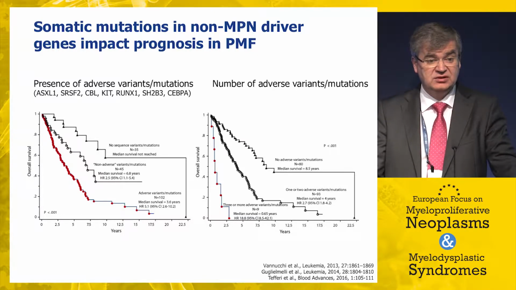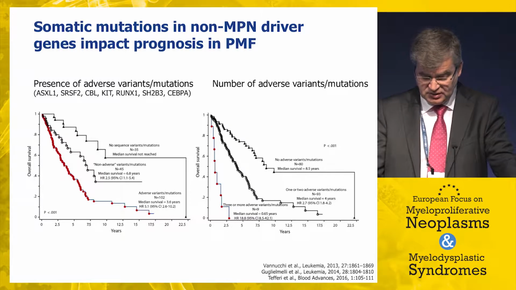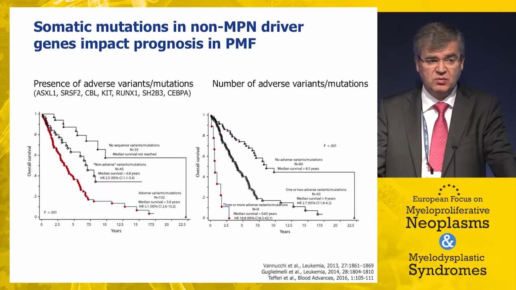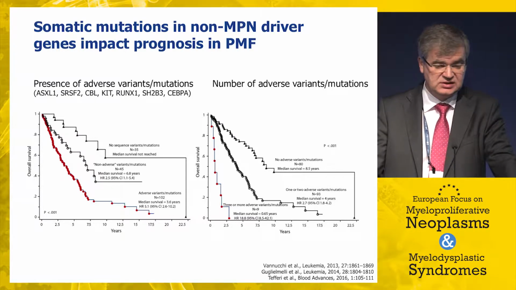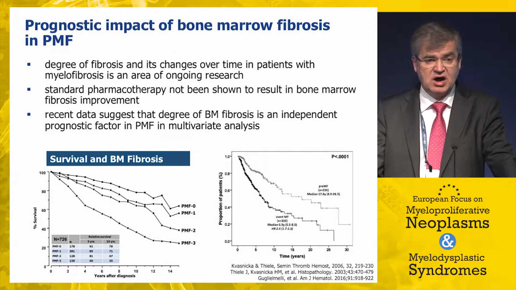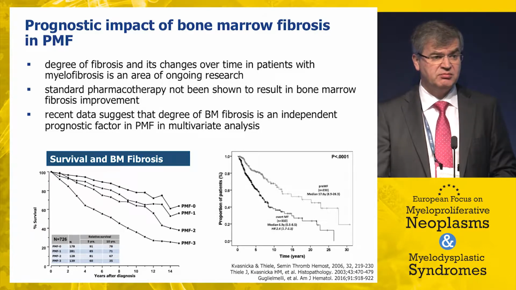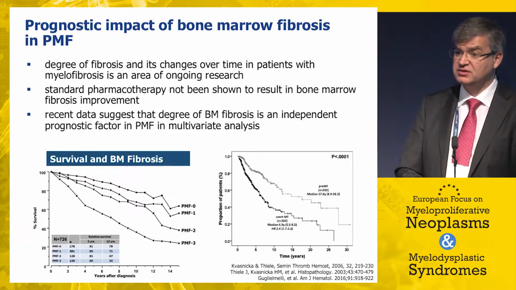And if you have none of these somatic mutations, normally the survival is better, and if you have one or even more than two of these, normally the survival is very bad in myelofibrosis. So how about bone marrow fibrosis per se? It's called primary myelofibrosis. It means fibrosis in the marrow.